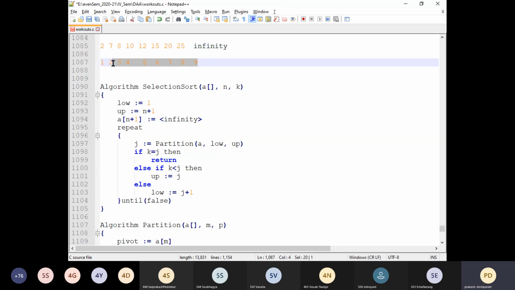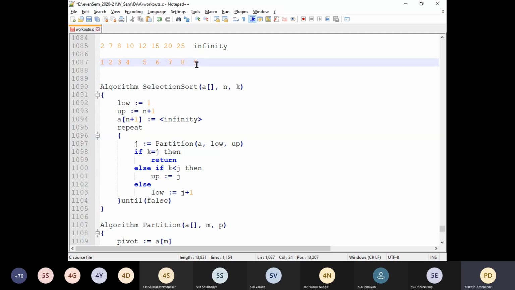Okay, now this is important, students. You need to remember that the position starts from 1, not from 0, in the case of selection sort. And we will have our additional position as n plus 1.